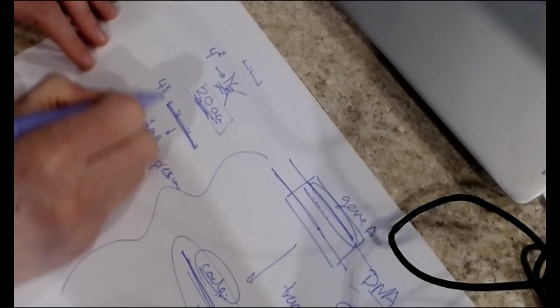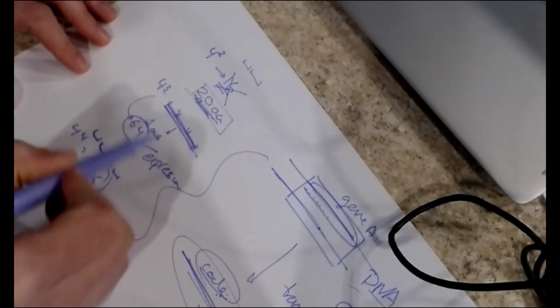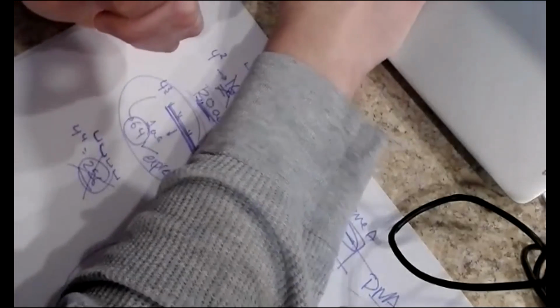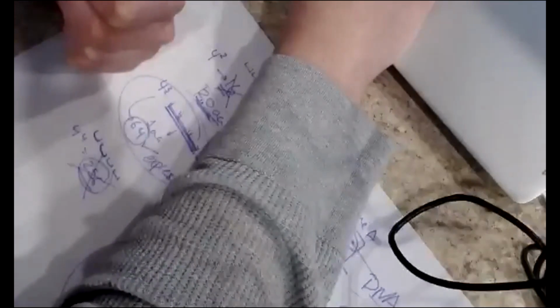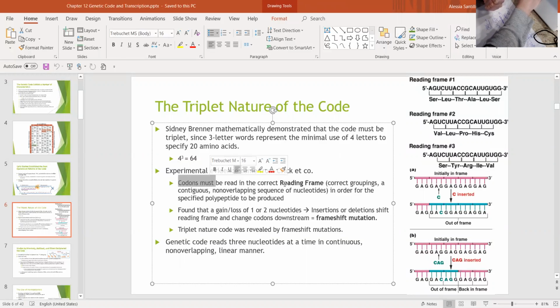So with this, they hypothesized that the code was read in groups of 3, so in triplets, so in codons. This is what they hypothesized because 256 was way too much. This was the hypothesis they postulated. Then the experimental evidence came from Crick. They started seeing that codons must be read in a correct reading frame.